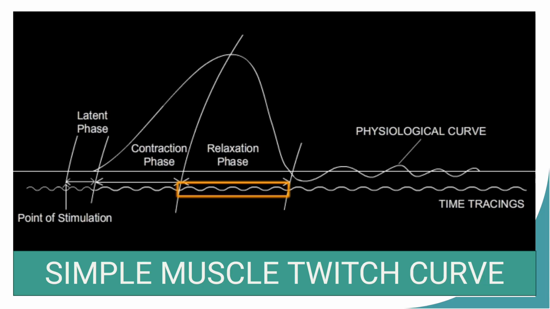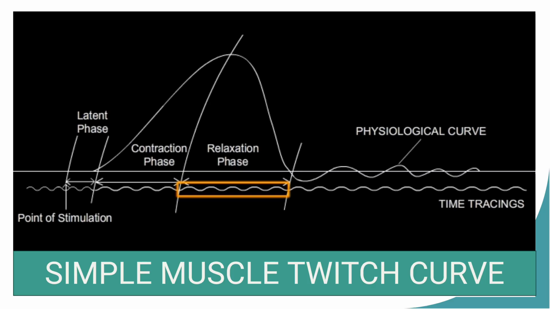And this is the simple muscle twitch curve that we have explained in our first video. So in this simple muscle twitch curve, we had the three phases: latent phase, contraction phase, relaxation phase. And by the time tracing curve, we have measured the duration of all these phases, and we have also seen the amplitude or the force of contraction.